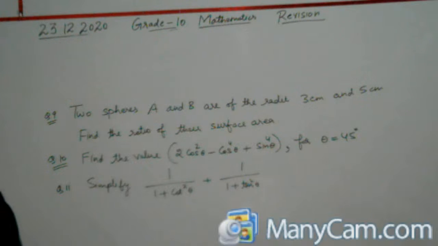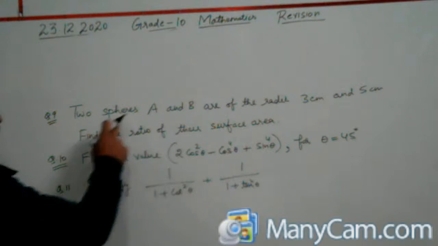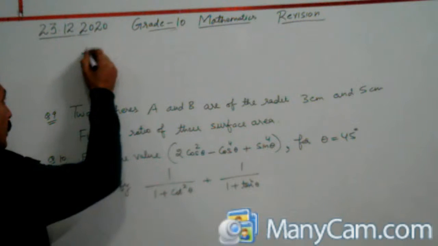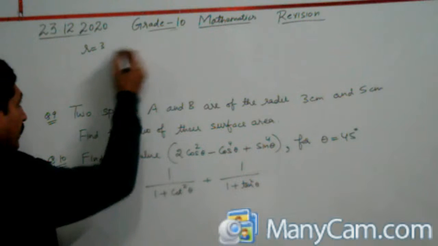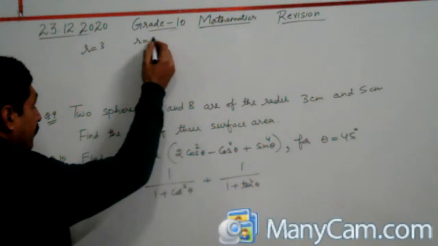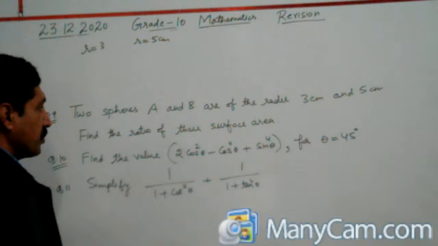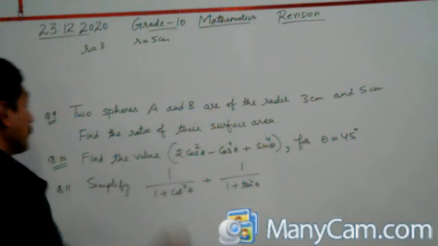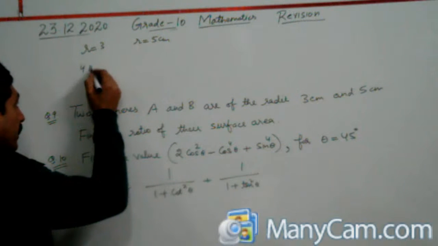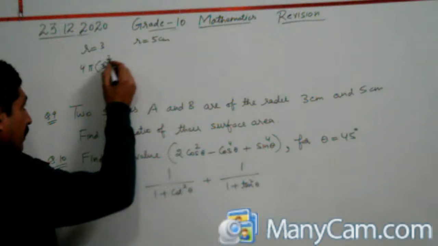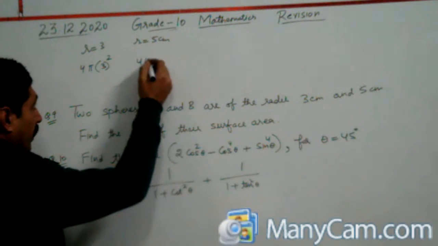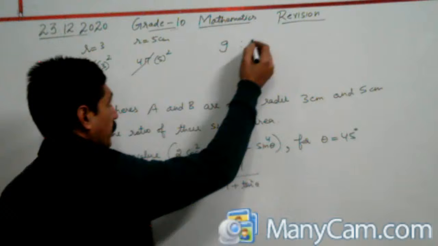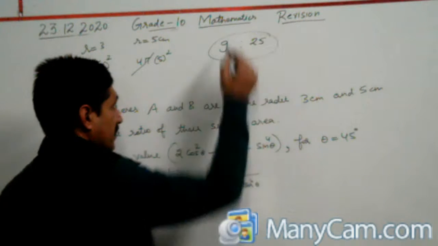So let's first discuss these questions. Here two spheres A and B are of radii 3 and 5. So for the ratio, the surface area of a sphere is 4 pi r square. So here 4 pi times 3 raised to power 2 and here 4 pi times 5 raised to power 2, right? So the ratio of their surface area is 9 ratio 25.